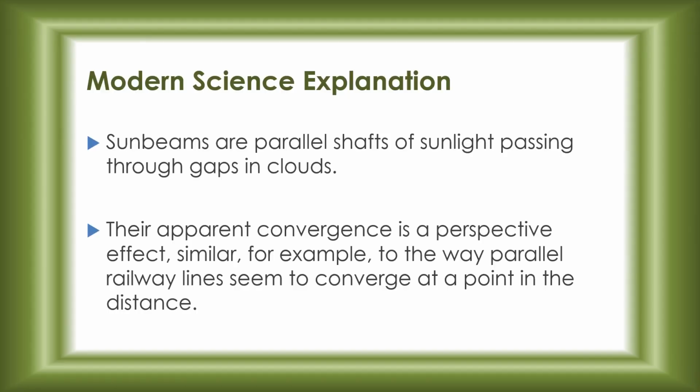The modern science explanation. Some beams are parallel shafts of sunlight passing through gaps in clouds. Their apparent convergence is a perspective effect, similar, for example, to the way parallel railway lines seem to converge at a point in the distance. We are going to explore both of these one at a time. So let's look at the sunbeams as parallel shafts of sunlight passing through the gaps in the clouds first.